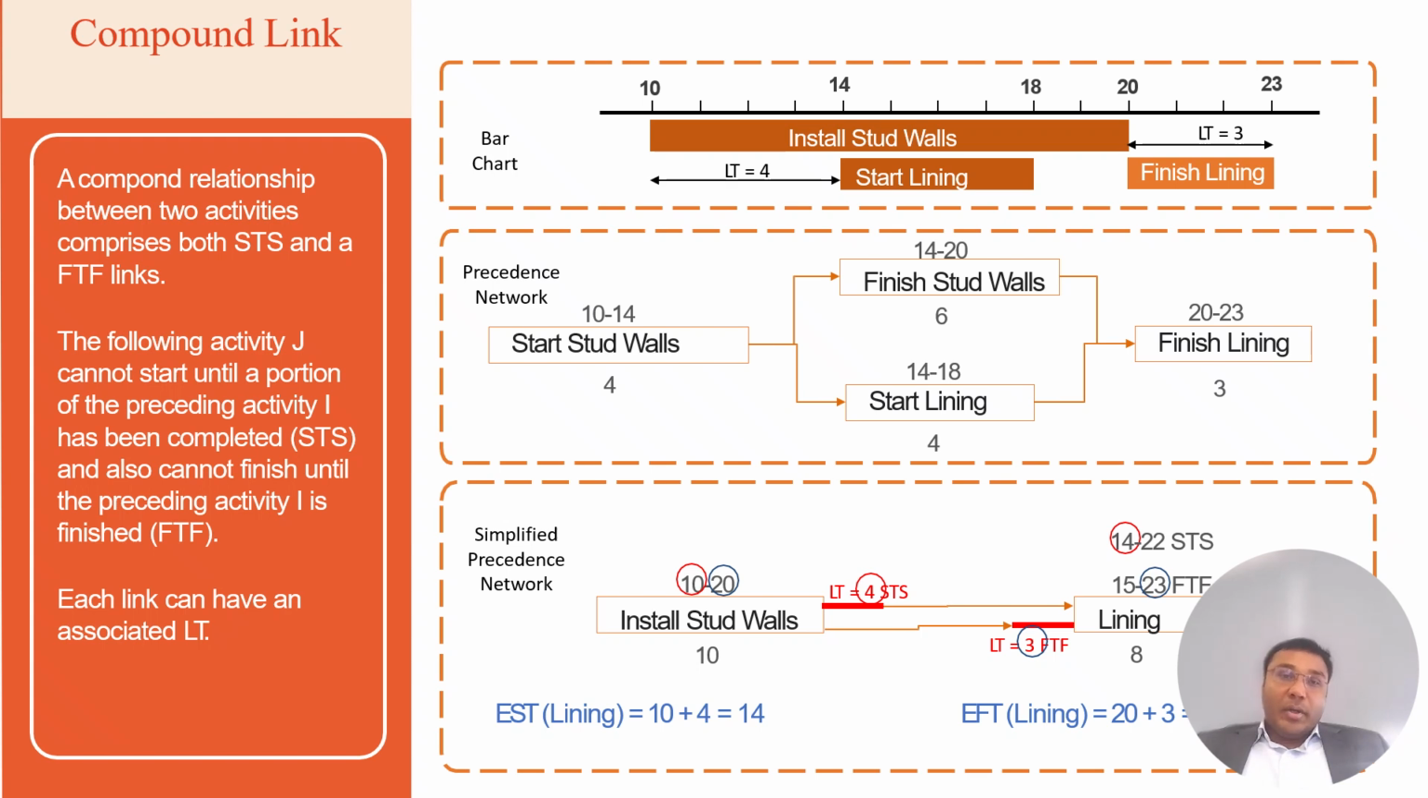And what is the key point here? Most scheduling tools like Primavera allow compound relationships, but usually not MS Project. So in MS Project, you need to break activities into smaller tasks to model both relationships.